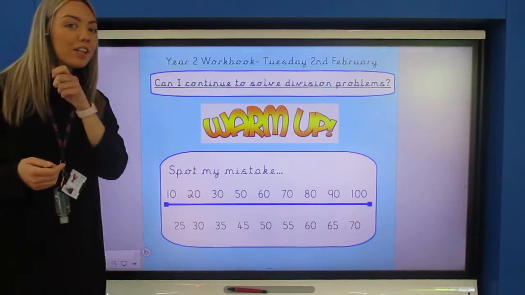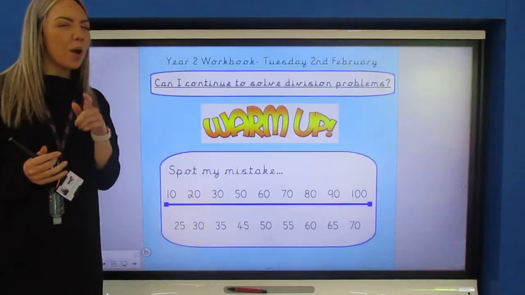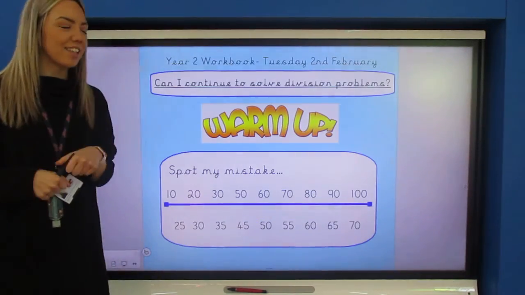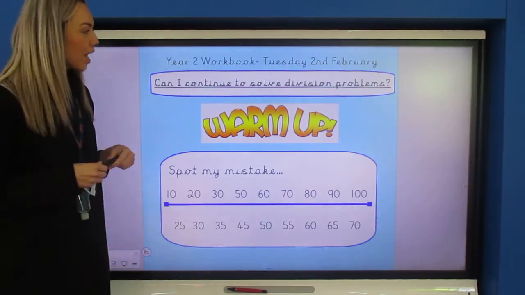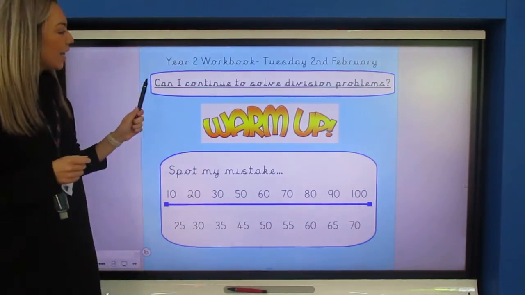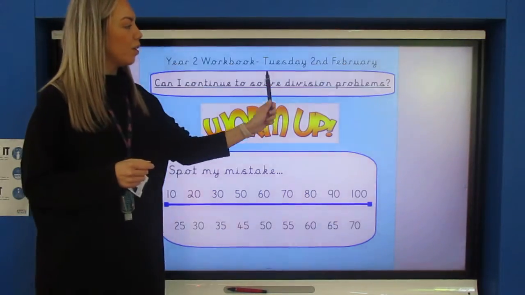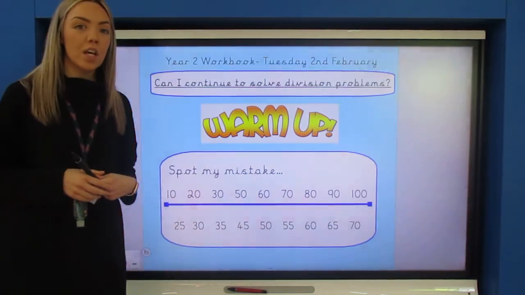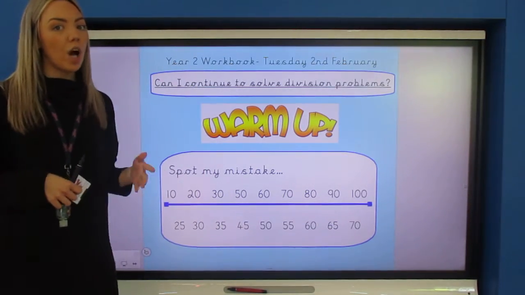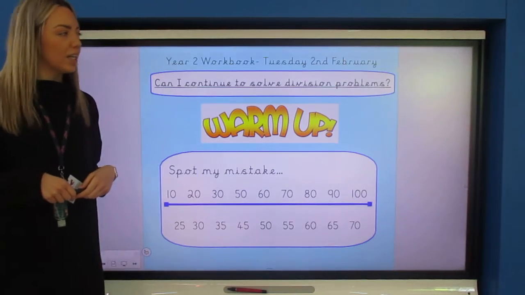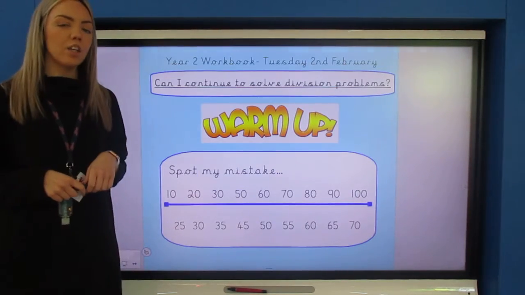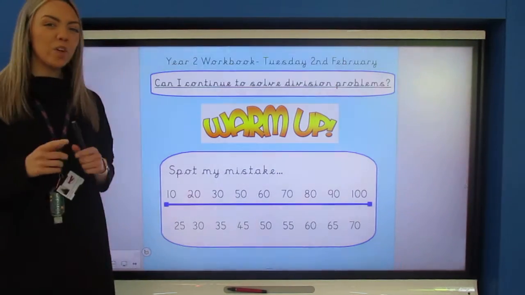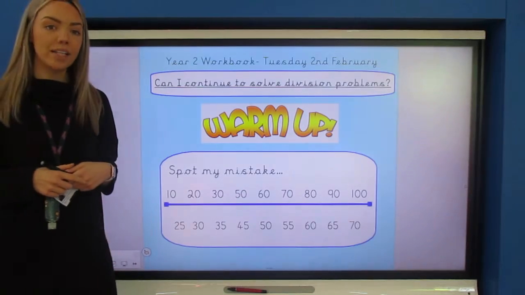Indy and Logan, make sure that you send in your work today. I know you're watching, okay? Excellent. So, today's learning question then, can I continue to solve division problems? So yesterday, we started to look at division, didn't we? And we're going to carry on today using some different methods. But before we do that, let's warm up our brains, okay?